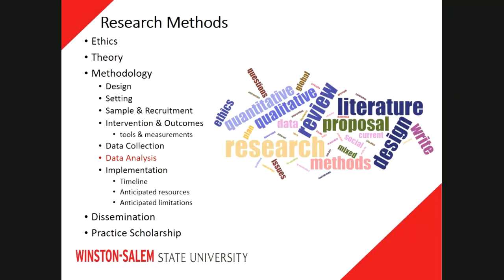So this just provides a recap. We started talking about ethics and theory, and we went through the various components of methodology. We talked about study design. We talked about the role of study setting and sampling and recruitment, taking into consideration what your intervention is and your outcomes, and how you measure both the intervention, in terms of how much exposure they get to the intervention, and the outcomes. How are you measuring the outcomes? What tools, what instruments are you using?